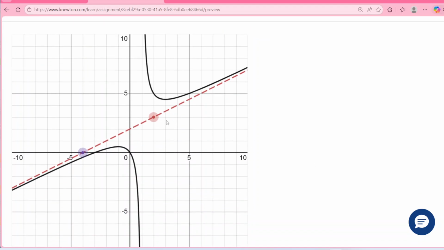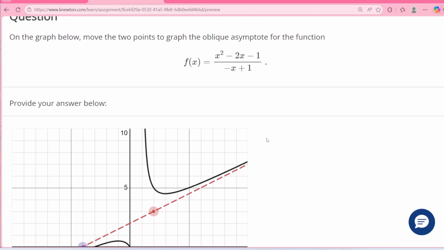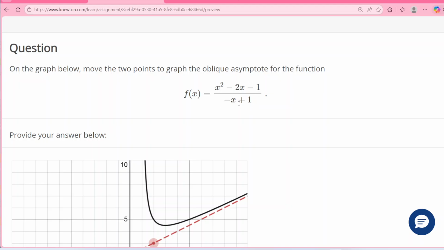So you've got this red dotted line, right? The black graph, the graph of the function, needs to approach it, get closer and closer to it on both ends. We just need to determine points on that line. So we've got to figure out the quotient when dividing these.